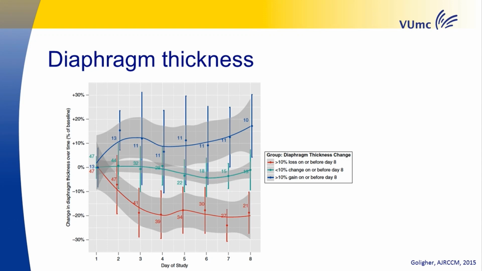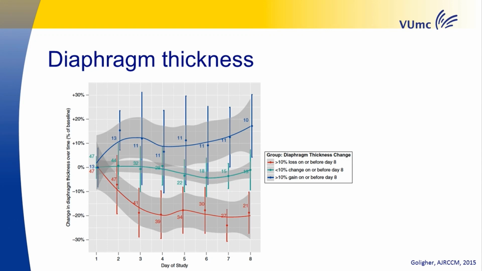This is a great study by Ewan Gallagher, looking at thickness of the diaphragm in ventilated ICU patients and measured thickness of the diaphragm for 7 or 8 days in a row. And he found that in, say, 45% of the patients, thickness of the diaphragm did not decrease or increase. In 45% of the patients, the thickness of the diaphragm decreased by more than 10% in the first 3 to 4 days of mechanical ventilation. There is a group of patients that develop atrophy.